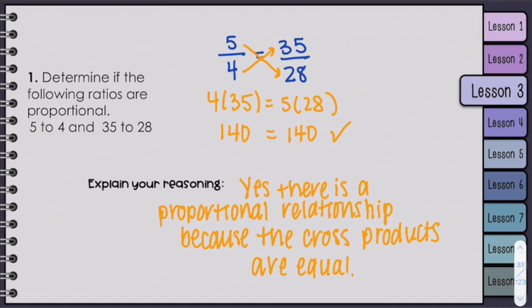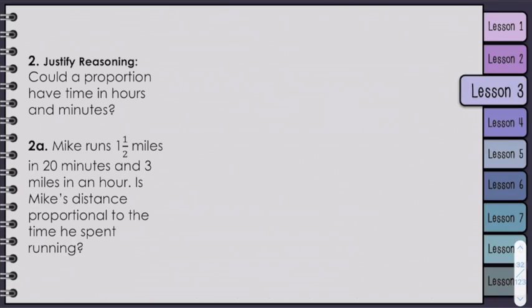All right, so for our second question, could a proportion have time in hours and minutes? And then the second part is Mike runs 1.5 miles in 20 minutes and 3 miles in an hour. Is Mike's distance proportional to the time he spent running? So let's deal with that first, justifying your reasoning. Can your proportion have time in hours and minutes? No, never. Units matter and they have to be the same.